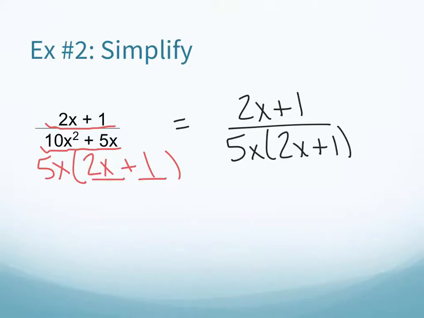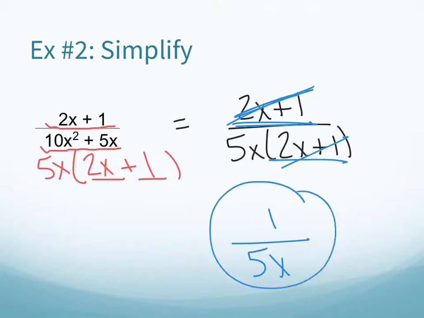So step 3 was to cancel anything that you could that's in the denominator and the numerator. So the numerator and the denominator both have this 2x plus 1. So that means those would cancel each other out. The 5x is left in the denominator. Nothing's left in the numerator, so we put a 1. So your final answer is 1 divided by 5x.